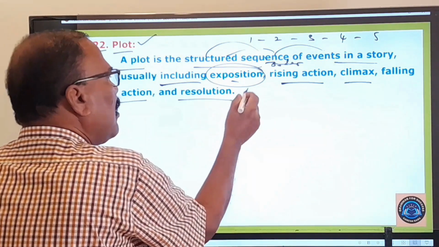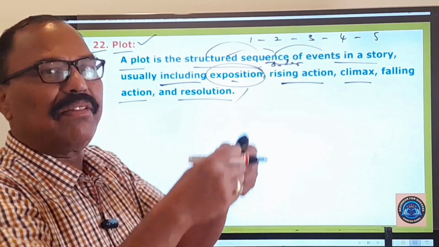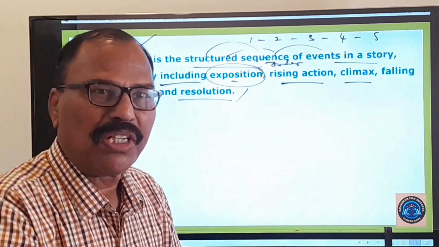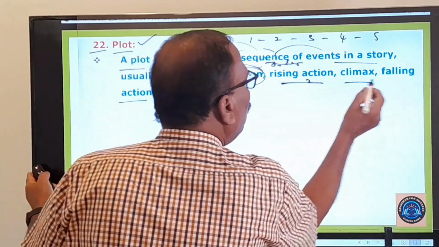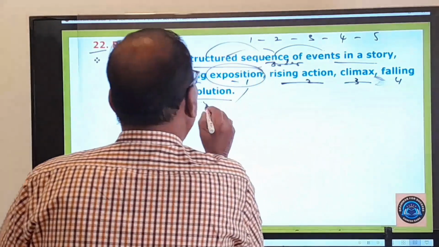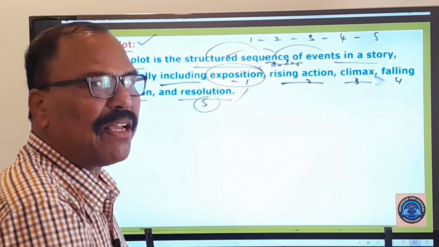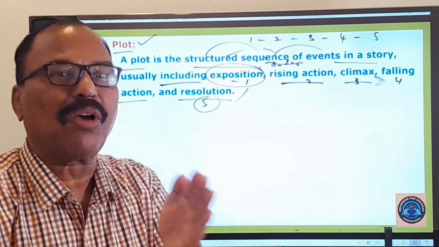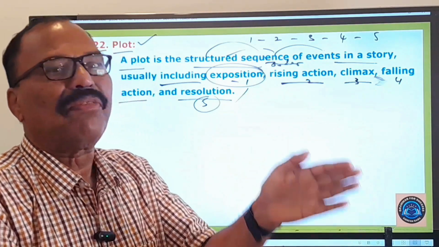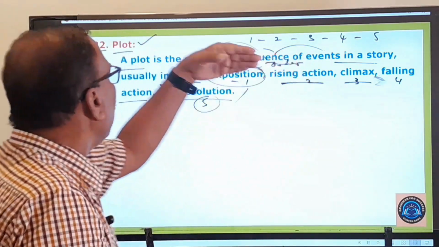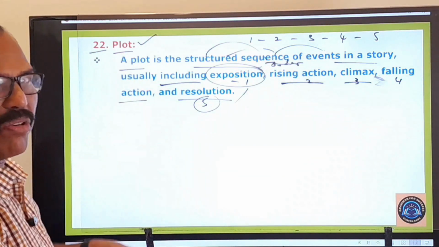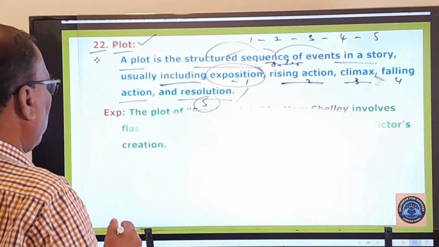That is called falling action. And at last, at the end of the story, there must be some resolution. There must be some conclusion. So in this way, 1, 2, 3, 4, 5, these 5 parts must be arranged in a systematic order. The arrangement of the systematic order of the incidents or events itself is called plot. You know that very well. And you move on to the example.